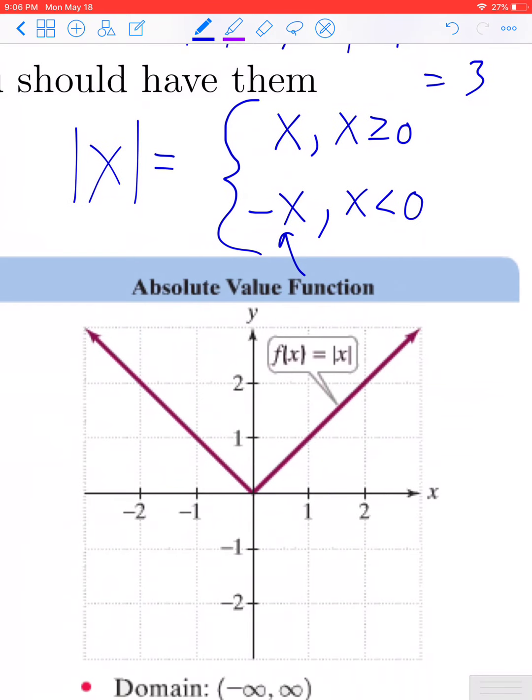And that's exactly what we see. When x is less than 0, to the left, it looks like a line with a y-intercept of 0 and a slope of negative 1. That's this part right here. And when x is greater than or equal to 0, it looks like the graph of x, which has a y-intercept of 0 and a slope of positive 1. And altogether, it makes that classical V shape that you're used to seeing from absolute value.